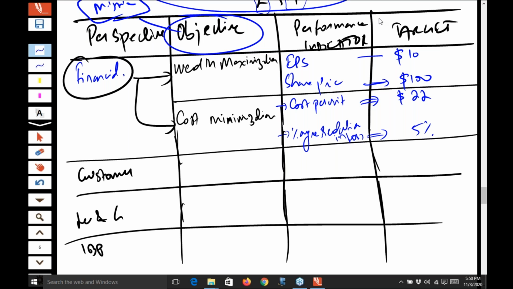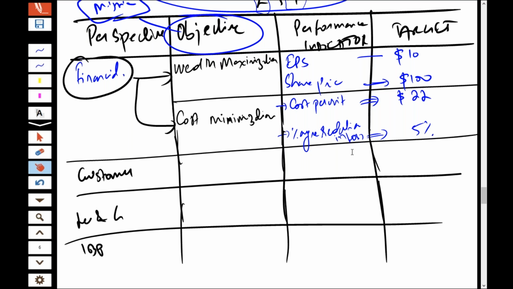I've told you how the balance scorecard is practically implemented. You set out targets to your employees, because without targets you cannot operate. You have to set the target.